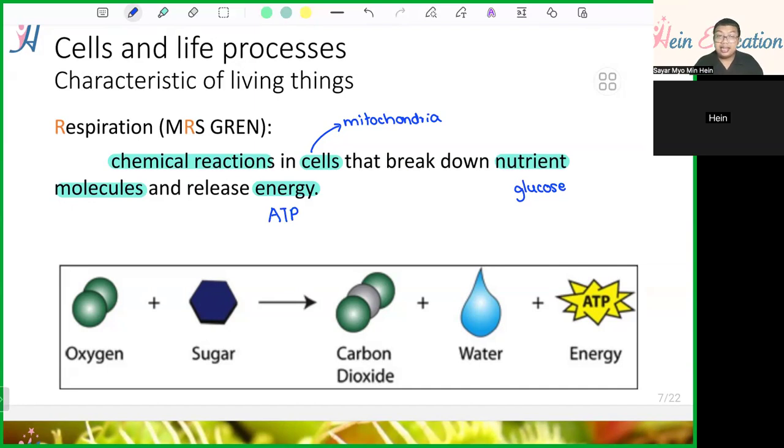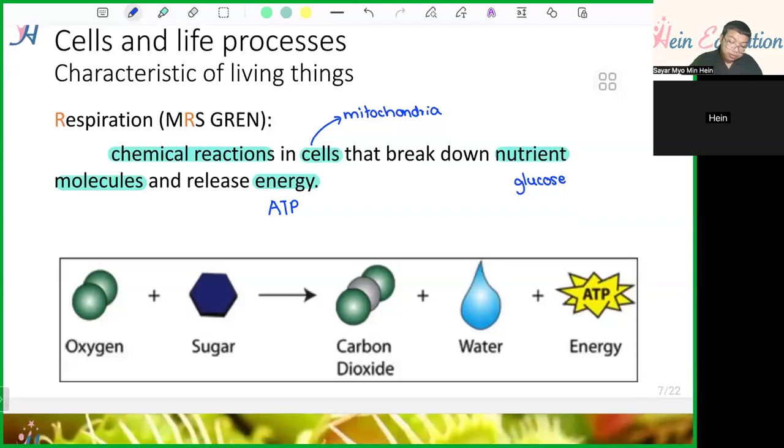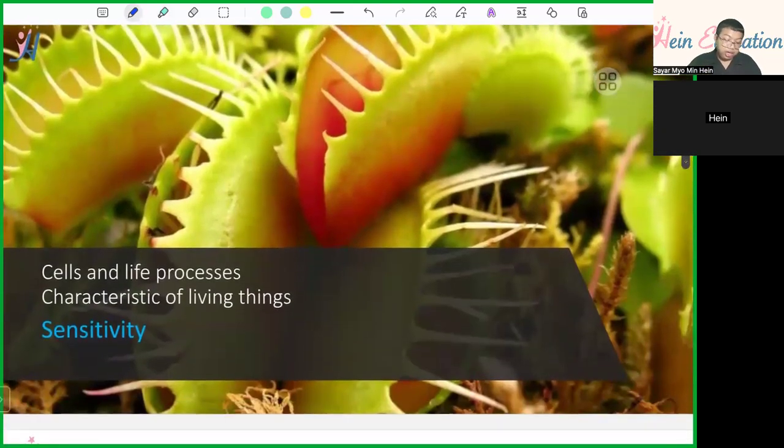So this is another characteristic where all living things share the ability to respire, or in other words, the ability to release or produce energy. So we got the second characteristic. First, movement. Second, respiration. Moving on to the third characteristic, which is sensitivity.